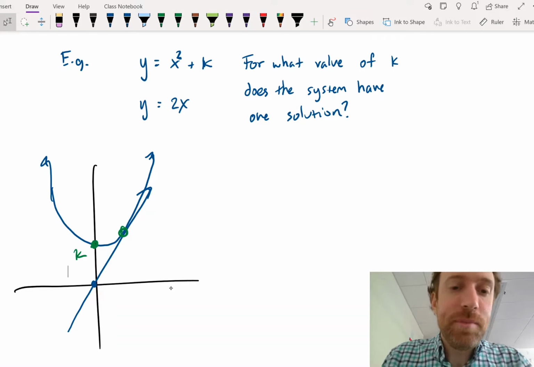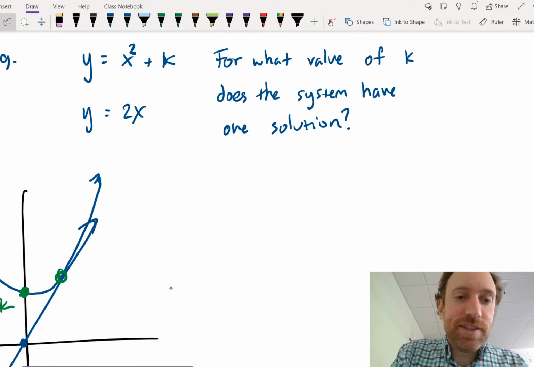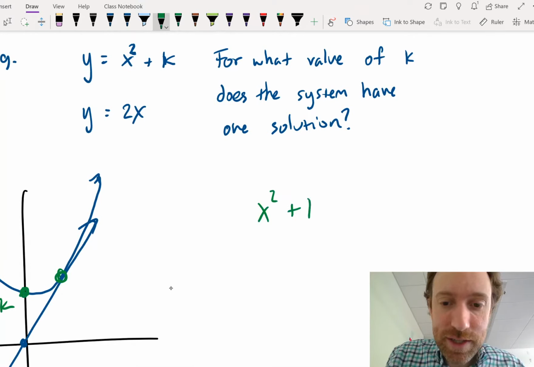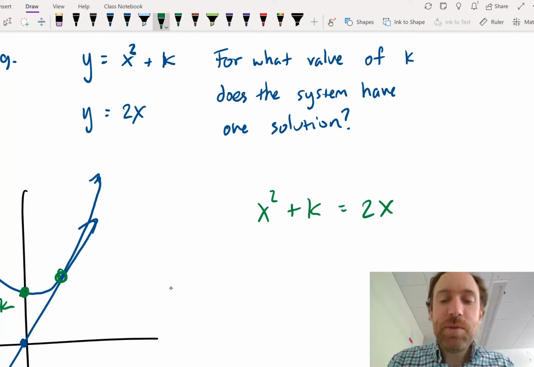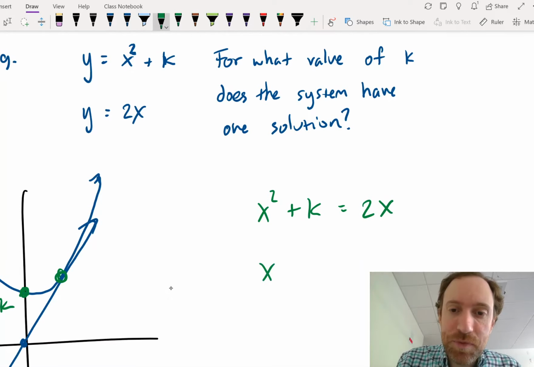Okay, let me start by giving you a hint. So let's start by solving the system. Imagine doing substitution, plug in the y for the y, get x squared plus k equals 2x. What do we have here? We have a quadratic equation. So now we're looking for when a quadratic equation has one solution. Let's go ahead and set it equal to 0.